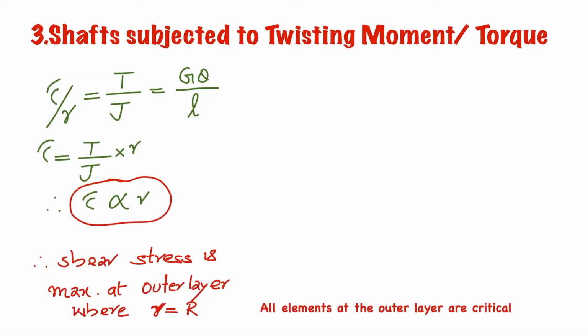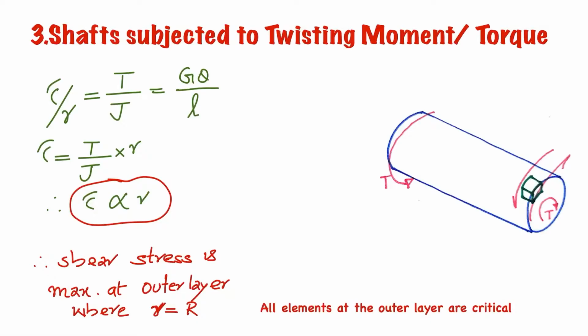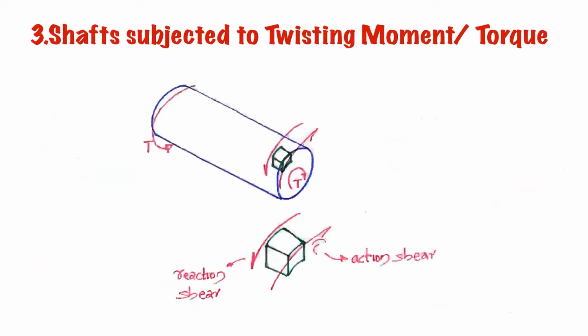So here, as the elements located at the outer surface are having maximum radial distance, all the elements located at this outer layer are critical. So for this case, any cross section is critical, and elements located at the outer layer are critical. So here I am showing an element located at the outer layer, where this one is the shear stress due to the applied torque, and a reaction shear will be developed on this side, but shear stress will not be occurring in these two pairs only. It will be occurring always.